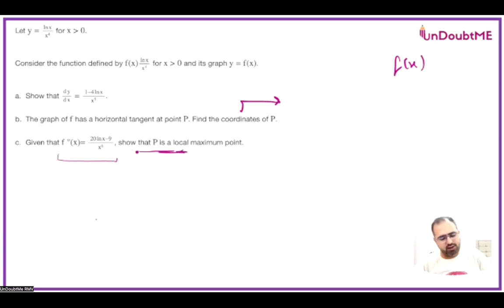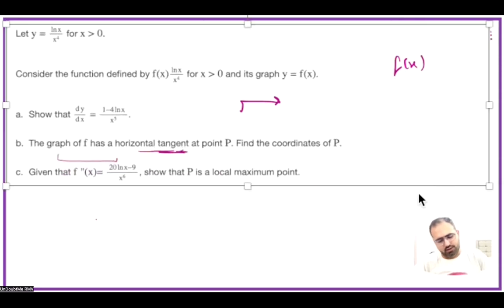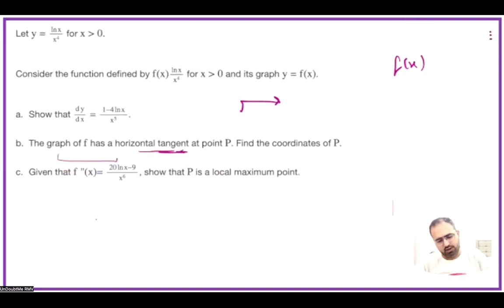20 ln x minus 9 over x to the power 6. So we just equate it to 0 and see if it's negative or positive, right? No, not like that. I'll just show you here what needs to be done in such cases. First, from f(x), you will get f dash x. F dash x equal to 0 will give you stationary points.